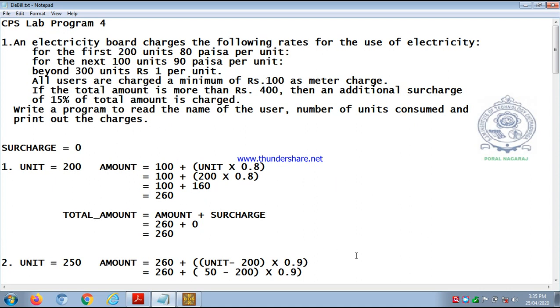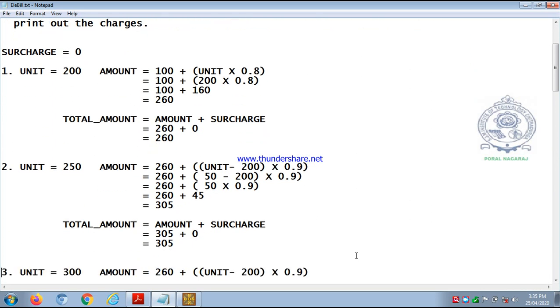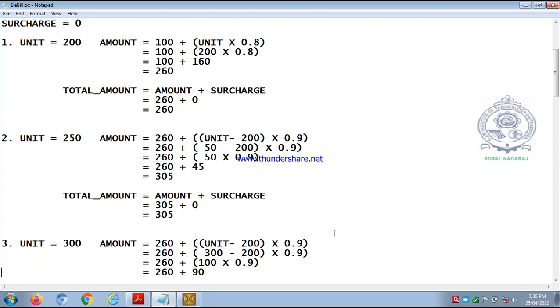Suppose the units are more than 200, so it comes in the 200 to 300 range. So here, second case: suppose the input unit value is equal to 250. What is the amount here? For 250 units, it is more than 200 units. Up to 200 units, it is 80 paisa. For more than 200 units, up to 300 units, it is 90 paisa. So we have to calculate using this formula.